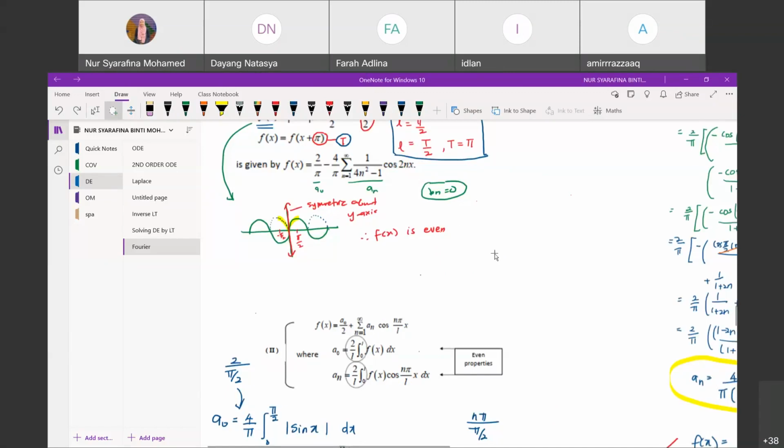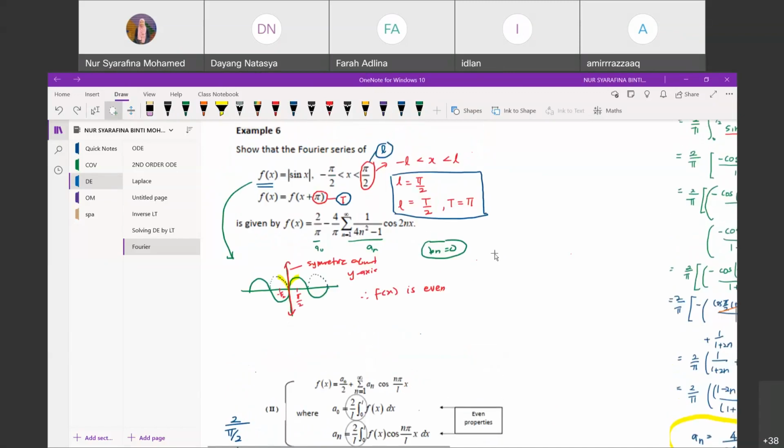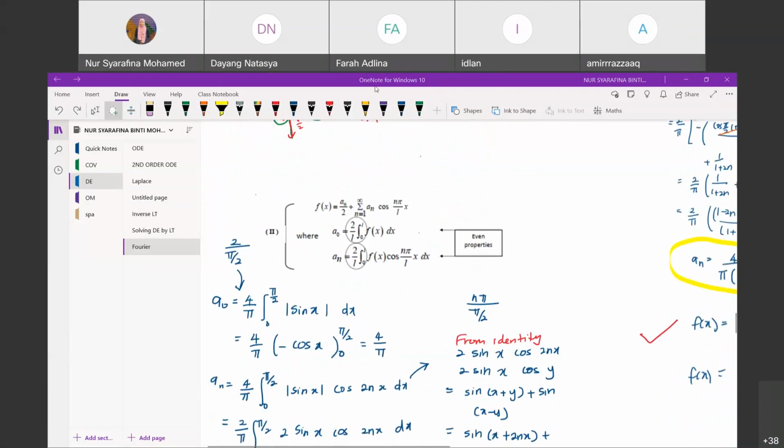All right, so of course we are going to use the second formula, where you have to find A naught and An. For this one, A naught is given by 2 over L, integral from 0 to L of f(x) dx. So 2 over L, where L is pi over 2, gives you 4 over pi there.